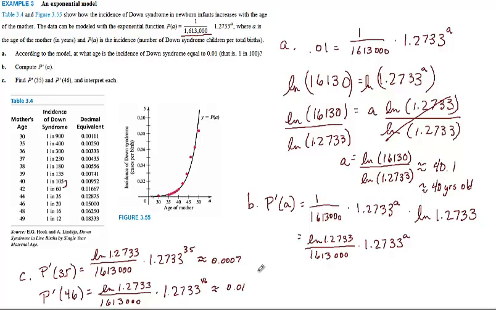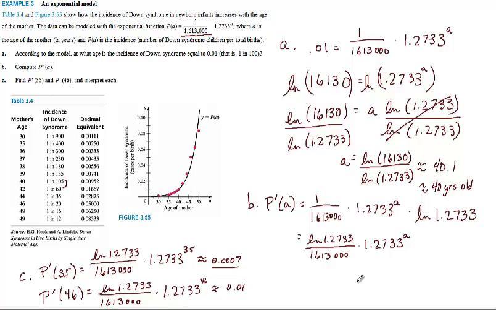After plugging those numbers in the calculator, I get that the rate of change of the incidence number is 0.0007 if you're at age 35. However, that incident rate goes up dramatically when a woman hits 46 to 0.01.